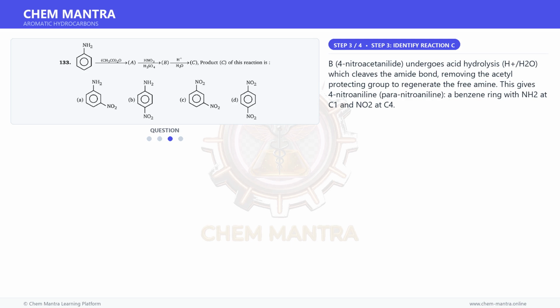B, 4-nitroacetanilide, undergoes acid hydrolysis, H+/H2O, which cleaves the amide bond, removing the acetyl protecting group to regenerate the free amine. This gives 4-nitroaniline, para-nitroaniline, a benzene ring with NH2 at C1 and NO2 at C4.